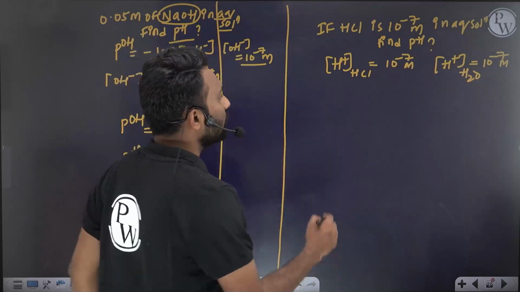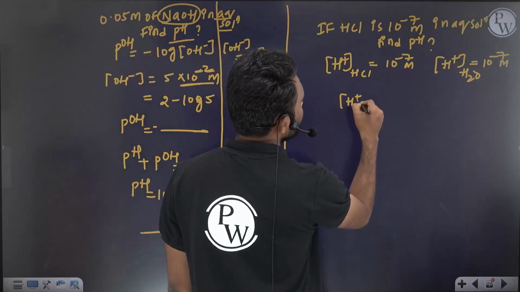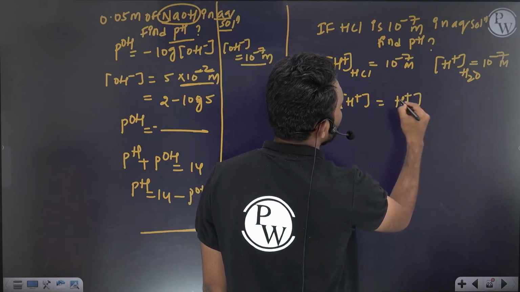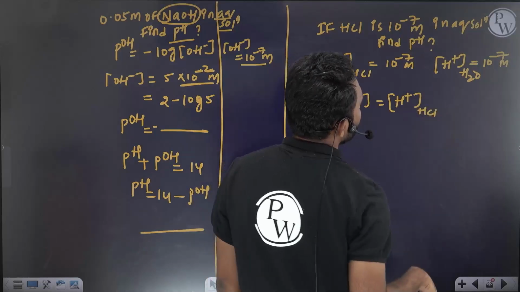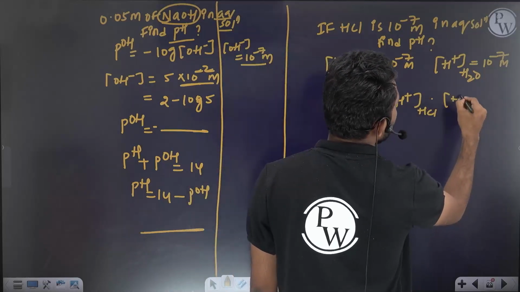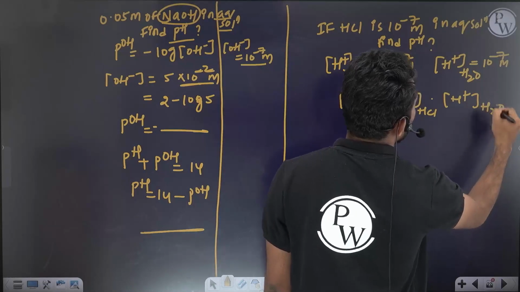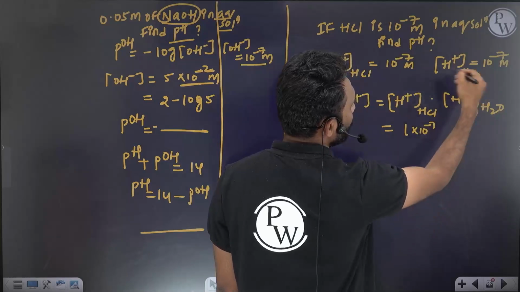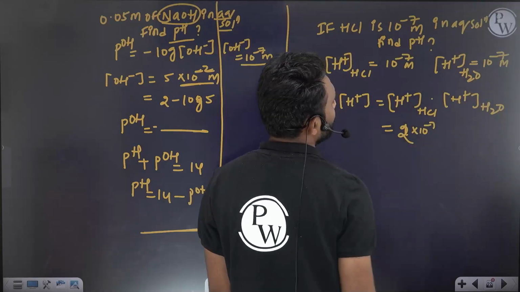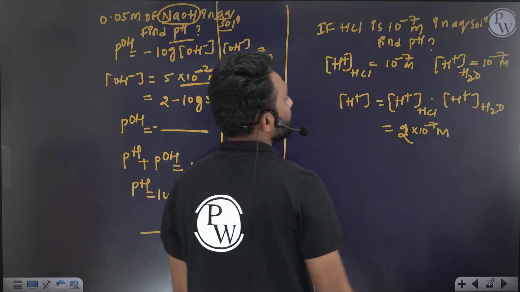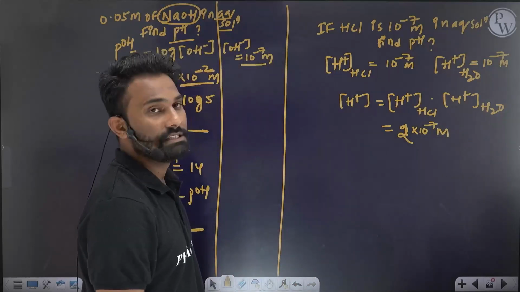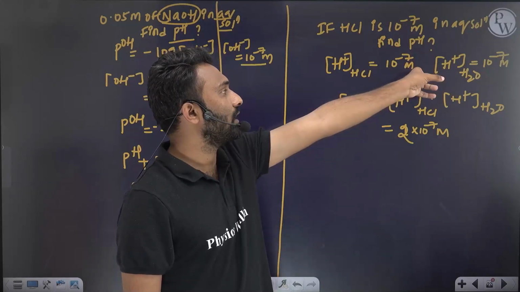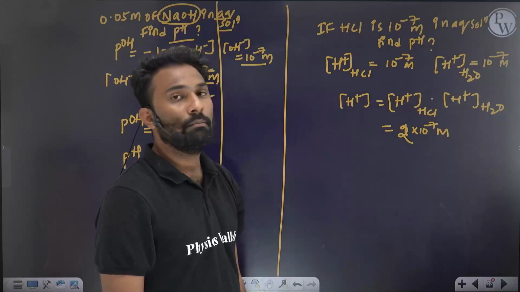So here what we have to do is add the H plus ion concentration of HCl and the H plus ion concentration of the H2O. Means 1 into 10 to the power minus 7 plus 1 into 10 to the power minus 7, then it will become 2 into 10 to the power minus 7 molar.